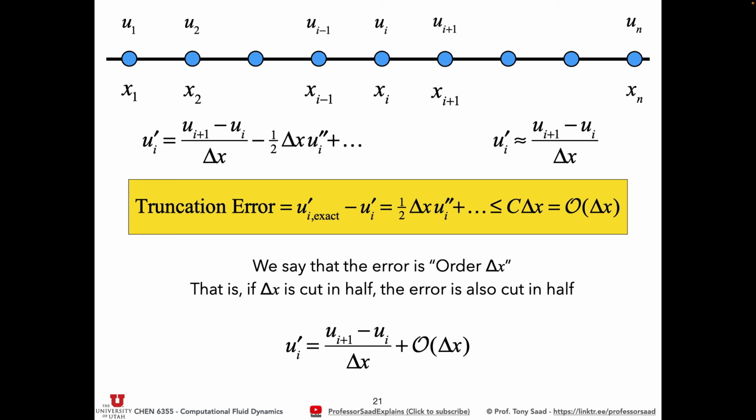And you can write u prime exactly by writing it equal to the approximation. See, this is an exact equal sign, plus order delta x. Instead of carrying all of those truncation error terms, you say, well, there's a bunch of terms here. The leading error is order delta x. So that's what we're going to do.